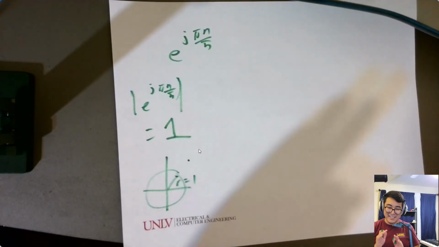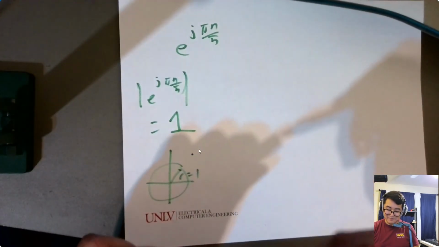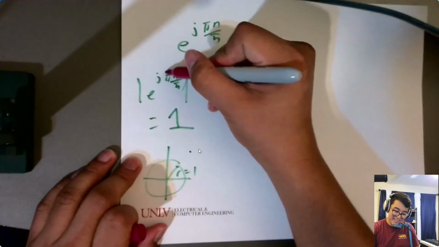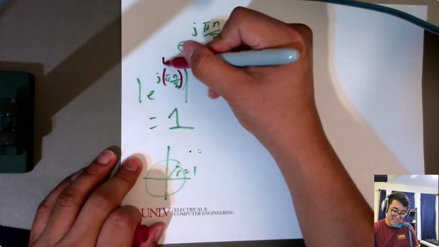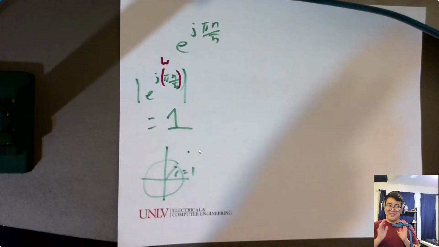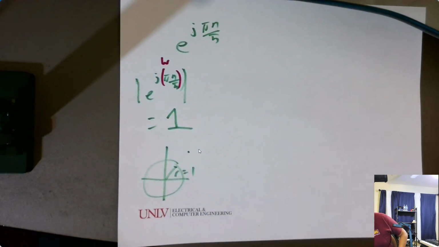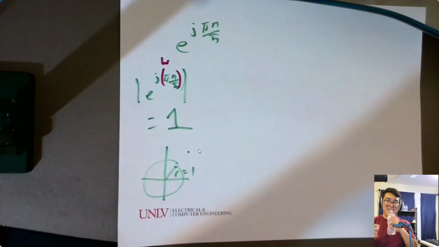No matter what your angular frequency is right here, please don't forget this. Whatever is in here, omega, the magnitude of this will always be 1. That's your guarantee. It's crazy how some people forget that little trick, but it gets the best of DSP engineers.